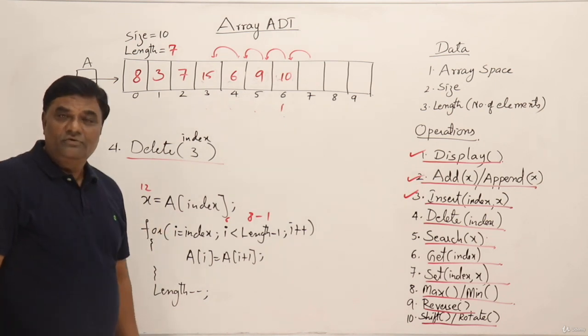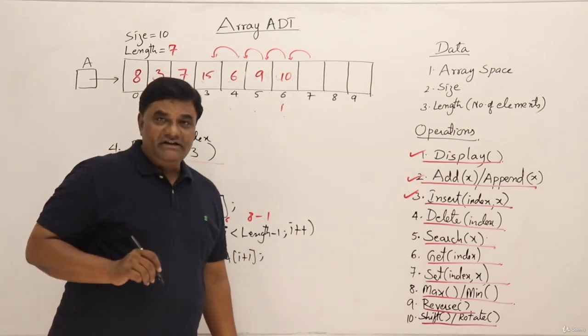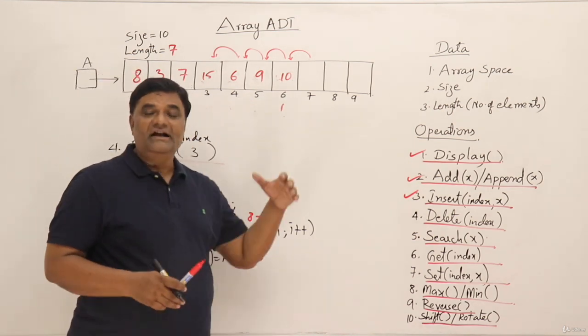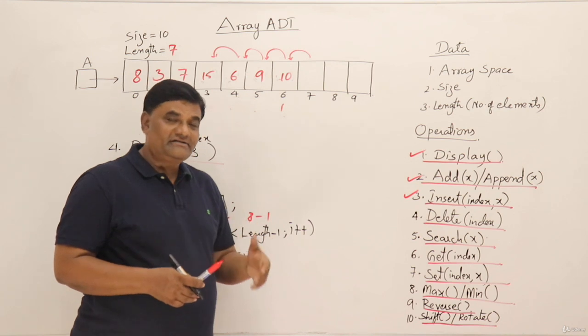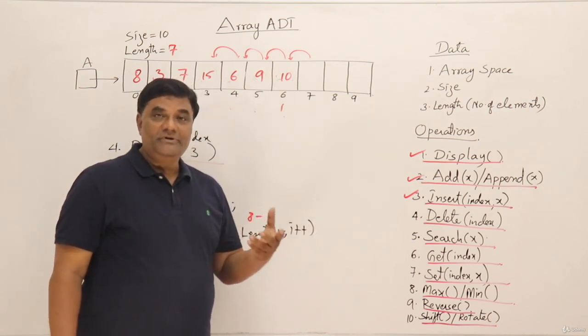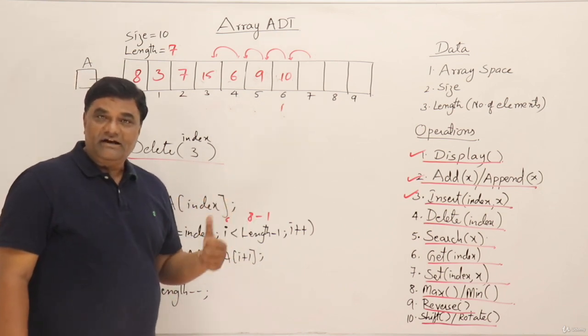So this is the pseudocode for deleting an element from a given index. Now one more thing we should take care of is that the index should not be out of range. Like I have only 8 elements, and I am giving index as 10 or 12. It should not go beyond the length of an array. So that you have to take care of, and we'll be doing it when we write the program.